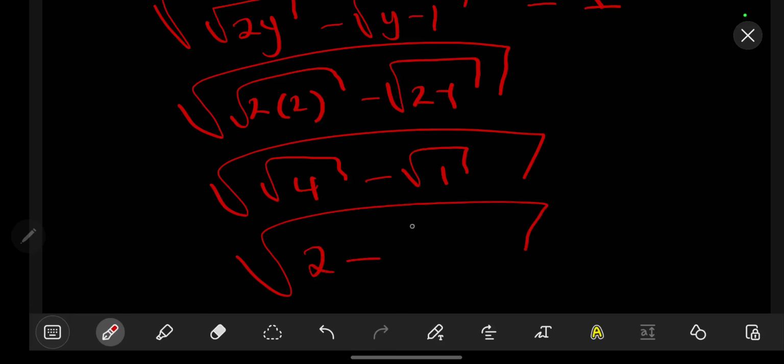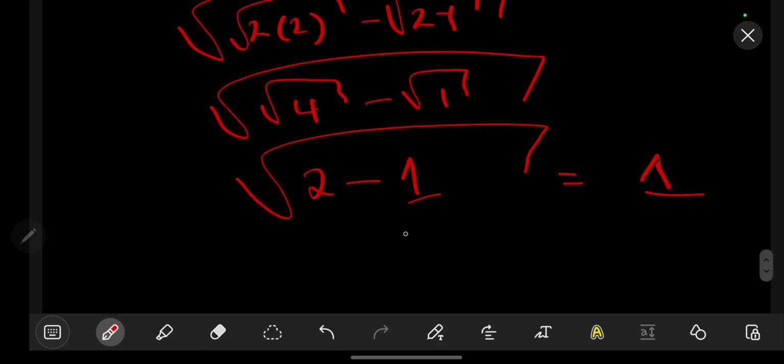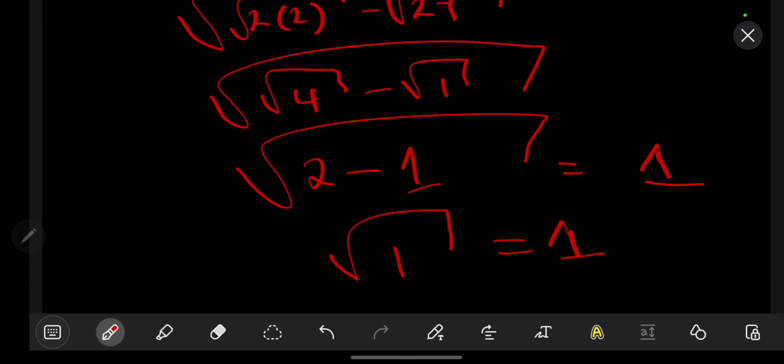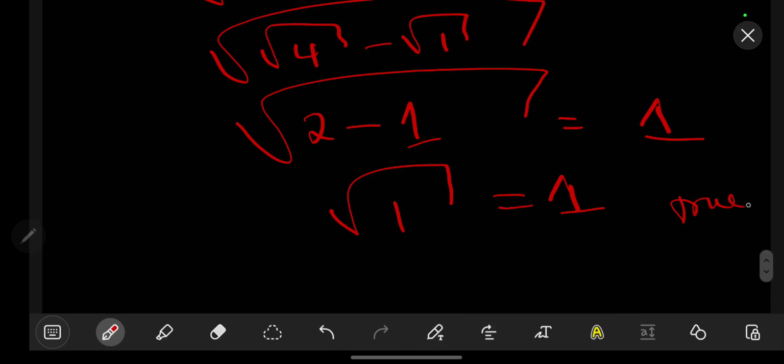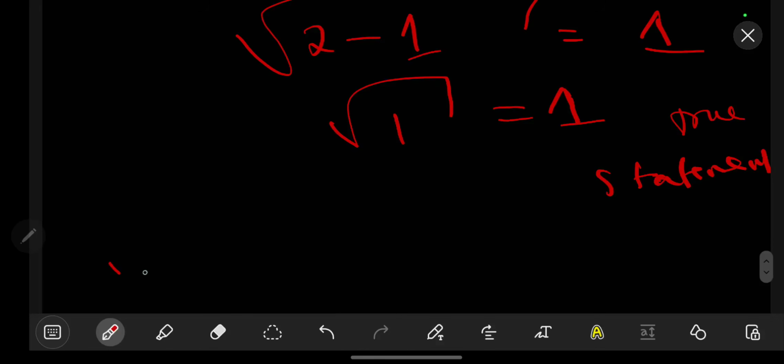Then we have minus the square root of 1, which is 1. So this should be equal to 1. 2 minus 1 is equal to 1. So this is equal to 1, which is a true statement. Remember, we are biased for this one. We just consider the positive under this topic. So now, this is a true statement, meaning to say y is equal to 2 is a true solution.